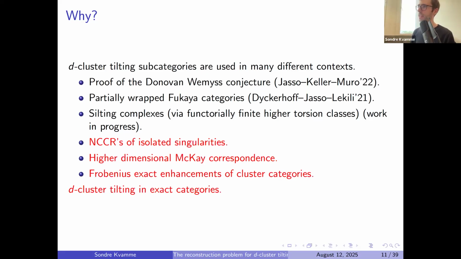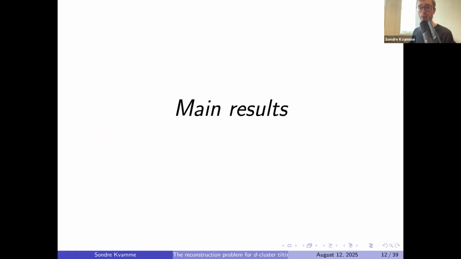So in fact, for all these examples marked in red, you have D-cluster tilting in an exact category, but you don't have D-cluster tilting in a module category, in some abelian category. So I just want to illustrate that as some kind of motivation for why I'm working in this more general setting. Okay, so we've introduced much of the background: what is an exact category and what is a D-cluster tilting category. And now I want to go on and talk a bit about the main results.